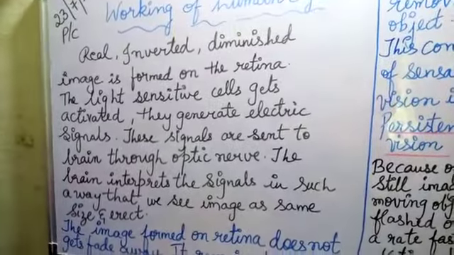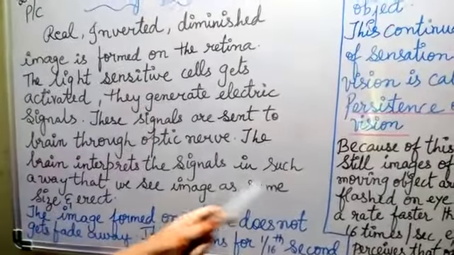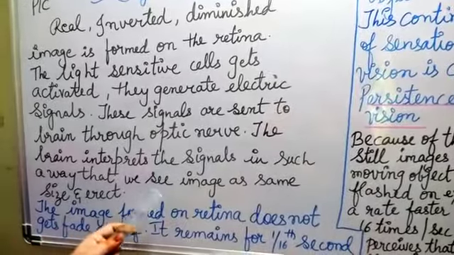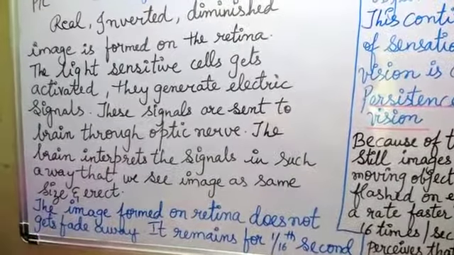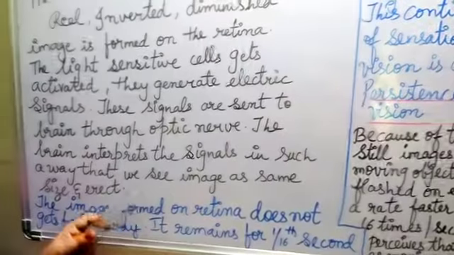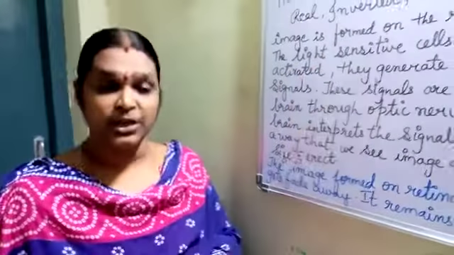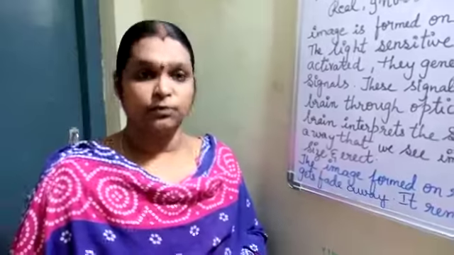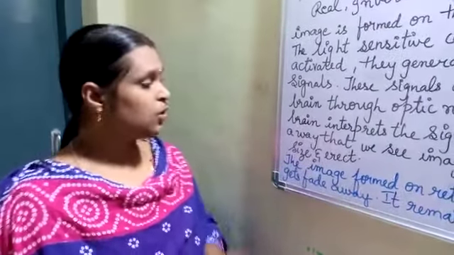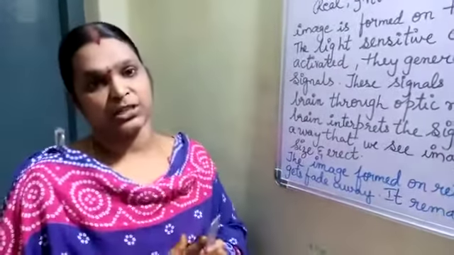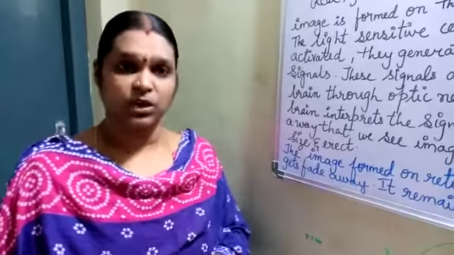So what will the brain do? The brain interprets the signals in such a way that we see the image as the same size and erect. It makes the real, inverted and diminished image appear real, the same size and also erect. Erect means straight. That is how we are able to see the objects very clearly.